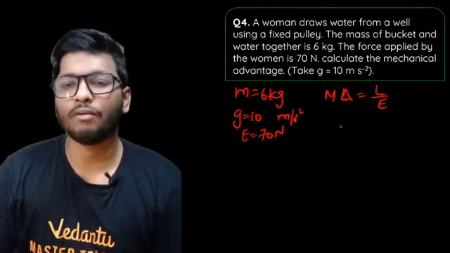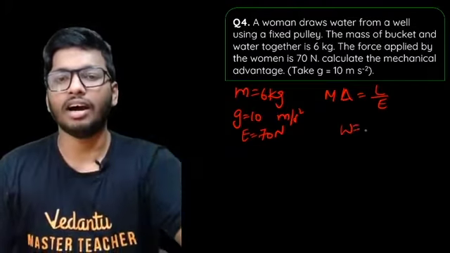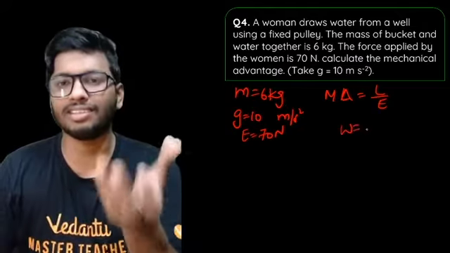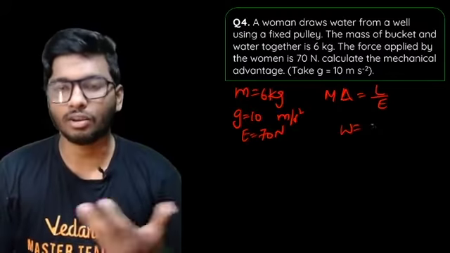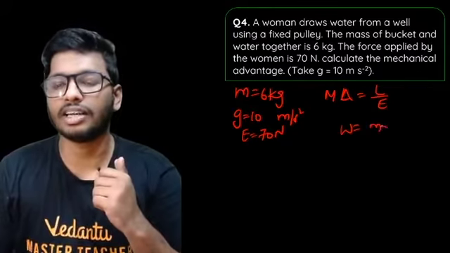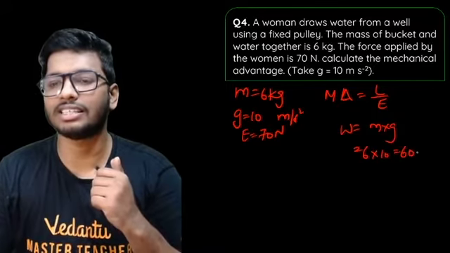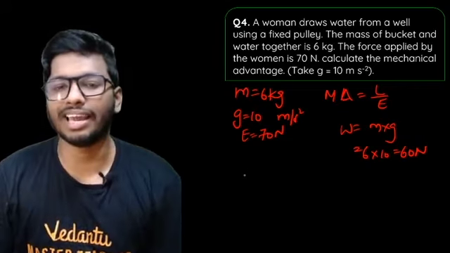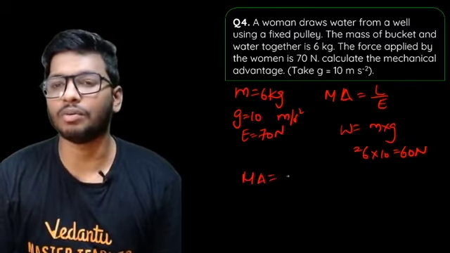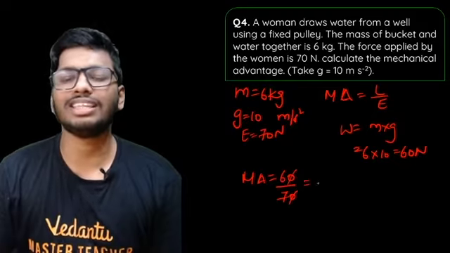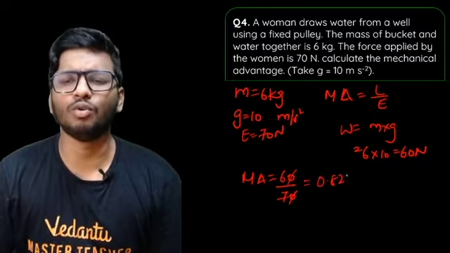So what is the weight? The force applied by the water and the bucket is basically the weight, which is mass into acceleration due to gravity, which is 6 into 10, which gives me 60 Newton. So what is the mechanical advantage? Mechanical advantage is equal to 60 divided by 70. 0 gets cancelled. So you'll get the answer as 0.825.